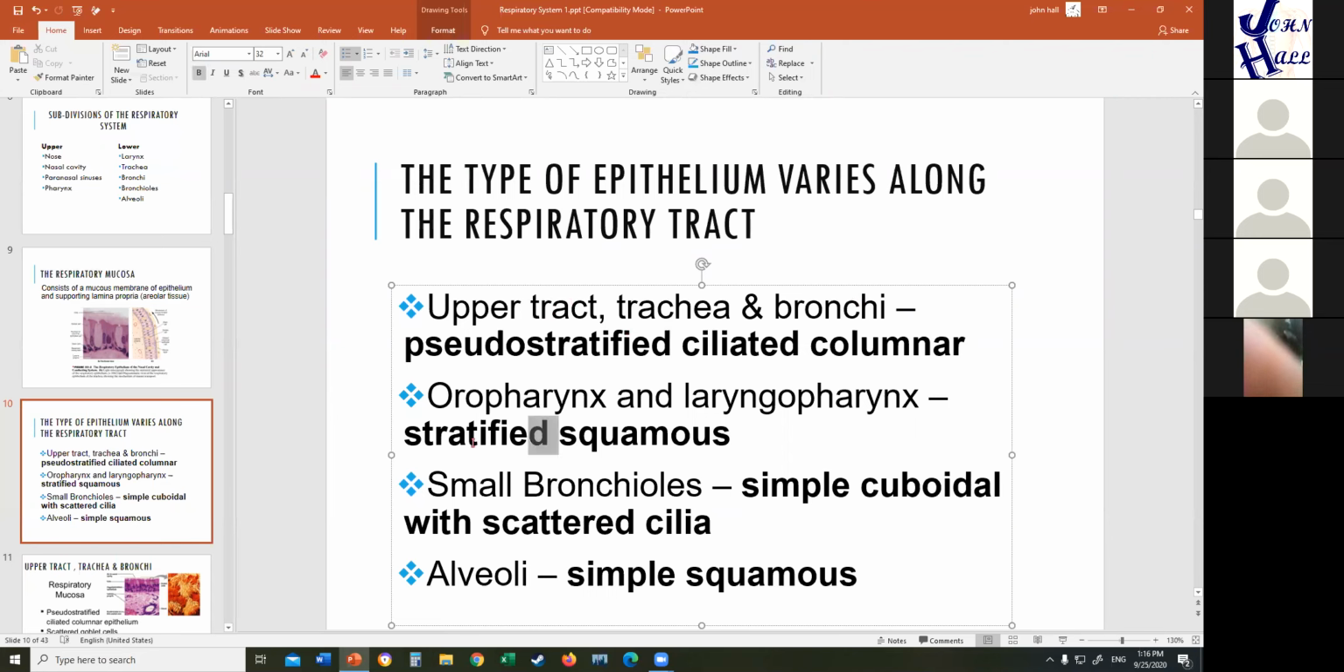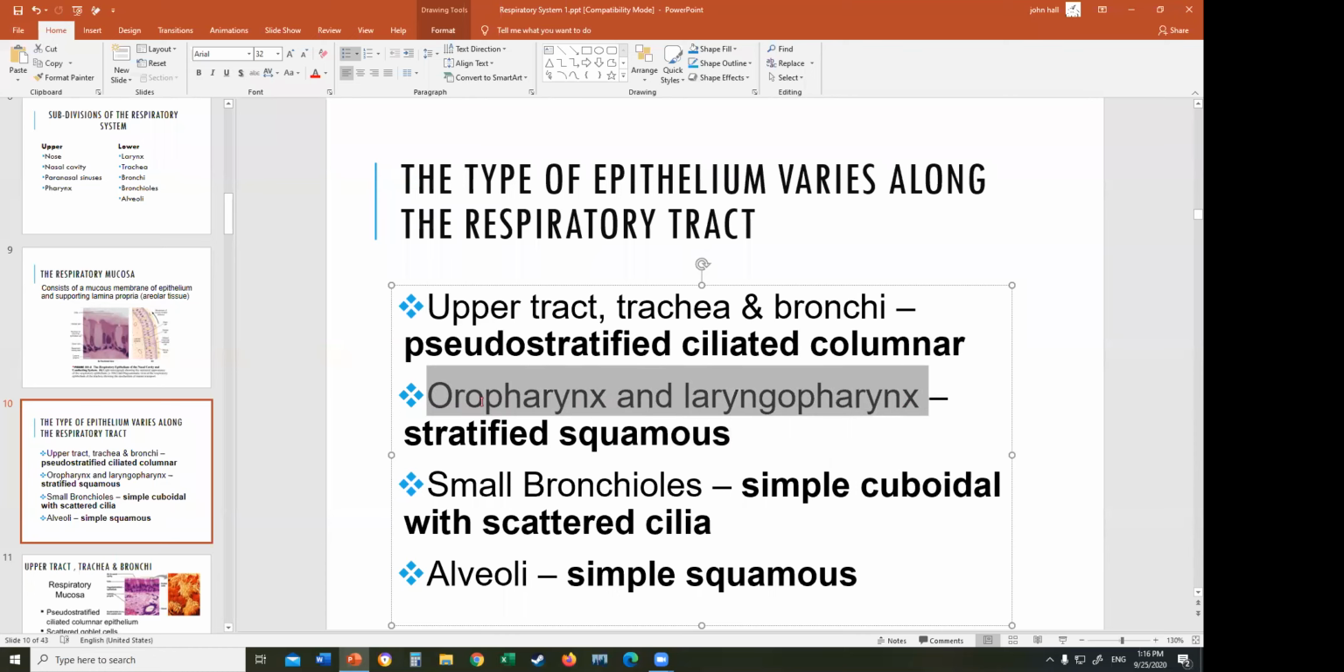Then you have stratified squamous cells. These are the non-keratinized ones. Stratified squamous is to protect against abrasion, against rubbing. So this is now found in the oropharynx and the laryngeal pharynx. Why is that? Because the oropharynx is the part of the pharynx you associate with the mouth. So when you're swallowing, food goes down the oropharynx, right? And the laryngopharynx, of course, will occasionally get food in there. So you need a little thickening as well, right? So that's where you find stratified squamous cells in the respiratory system.